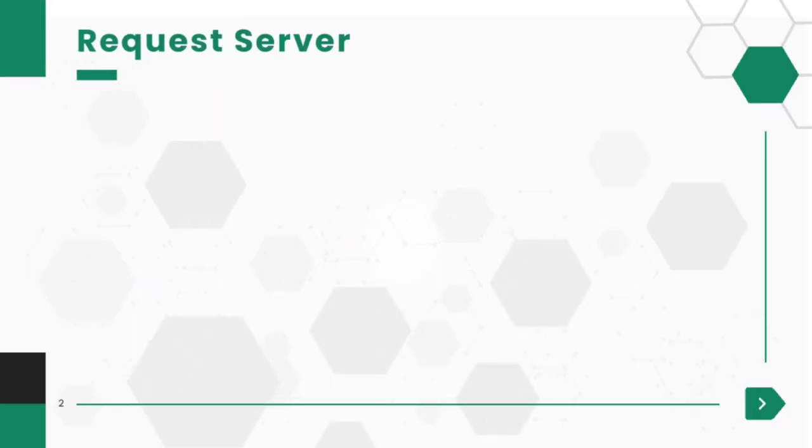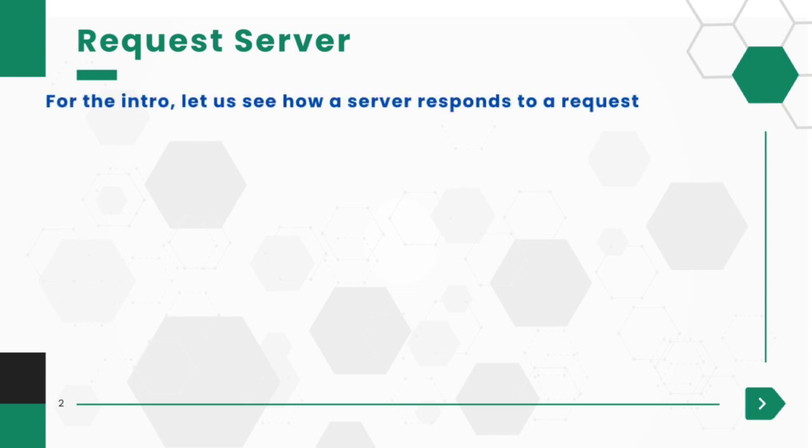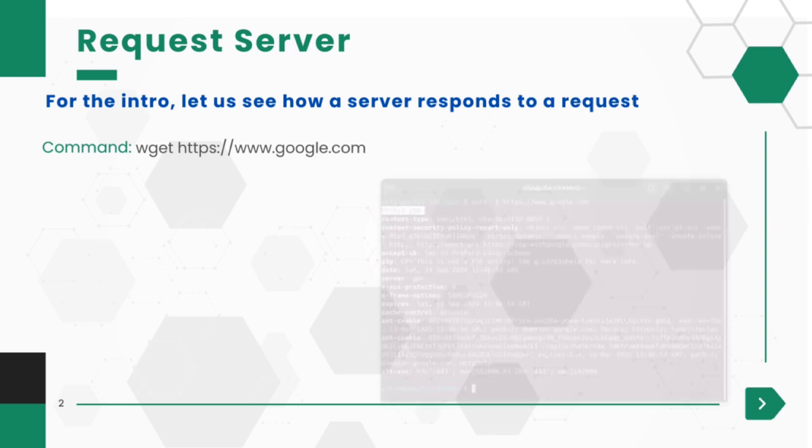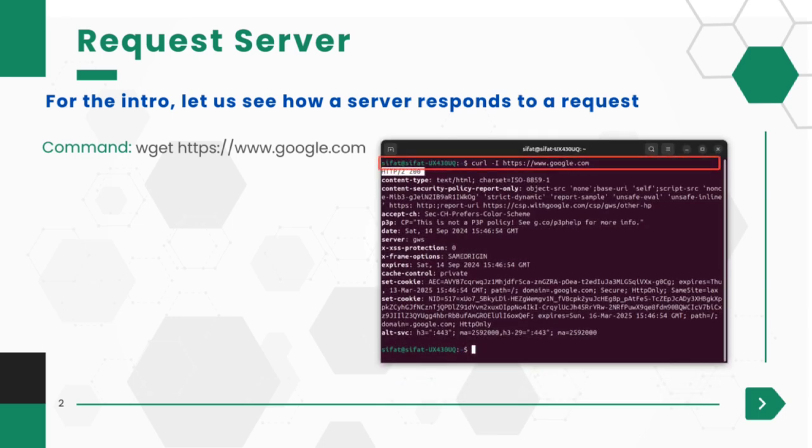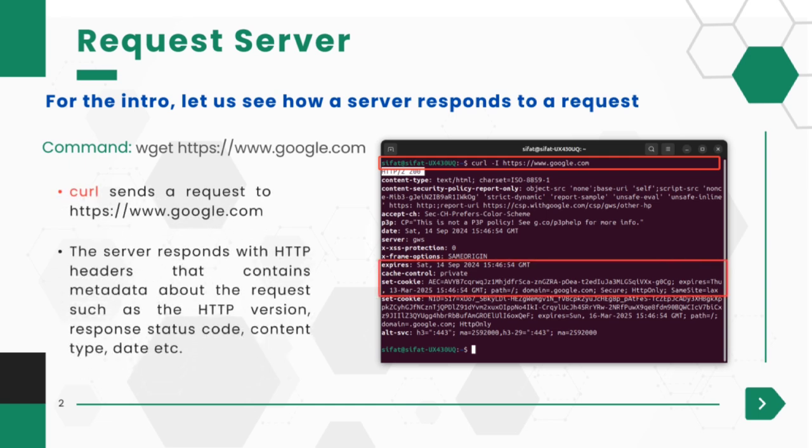Server request and response. To understand the role of a web server, let's start with a simple example. When a user visits a website, their browser sends a request to the server hosting the website. The server responds with HTTP headers. These headers contain important metadata such as the HTTP version used, the status code indicating the outcome of the request, content type, and more. To simulate this process in Linux, we use the command wget or curl.